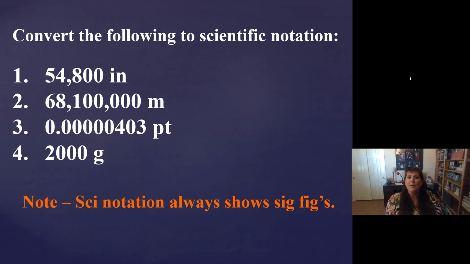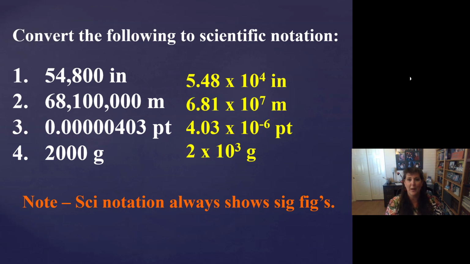The last one's tricky, 2,000 grams. It's a larger number, so we're going to move the decimal to the left. So we're going to move it 1, 2, 3 times. But those zeros are all placeholders, not significant. So it's just 2 times 10 to the 3rd. It's not 2.0, which a lot of people do. It's just 2 times 10 to the 3rd grams.